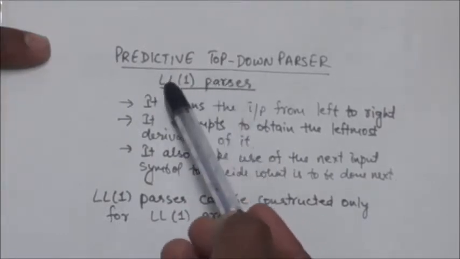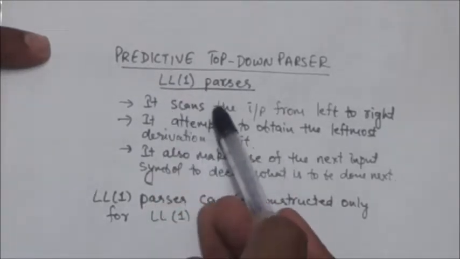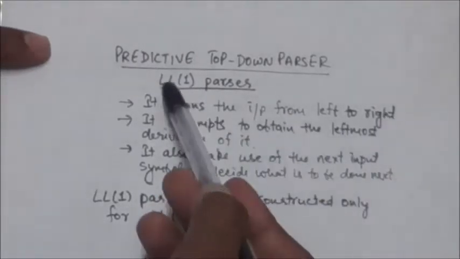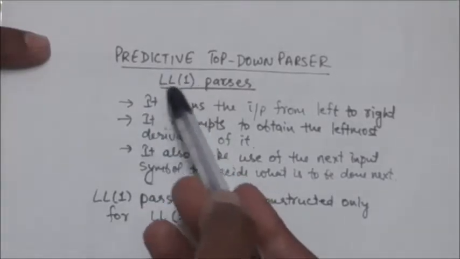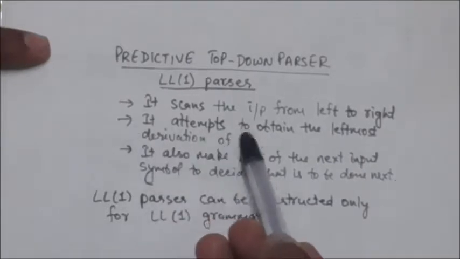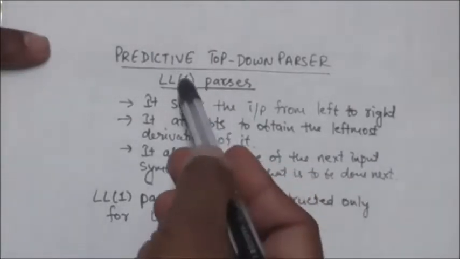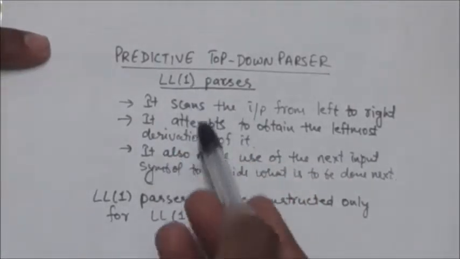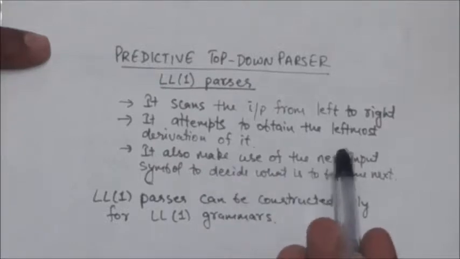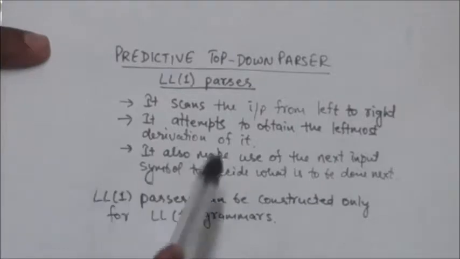It is called LL1 because one L signifies that this parser scans the input from left to right, and the other L signifies that this parser attempts to obtain the leftmost derivation of the input. The 1 signifies that this parser makes use of the next input symbol to decide what is to be done next. Now, an LL1 parser can be constructed only for LL1 grammars. Now what are these LL1 grammars?